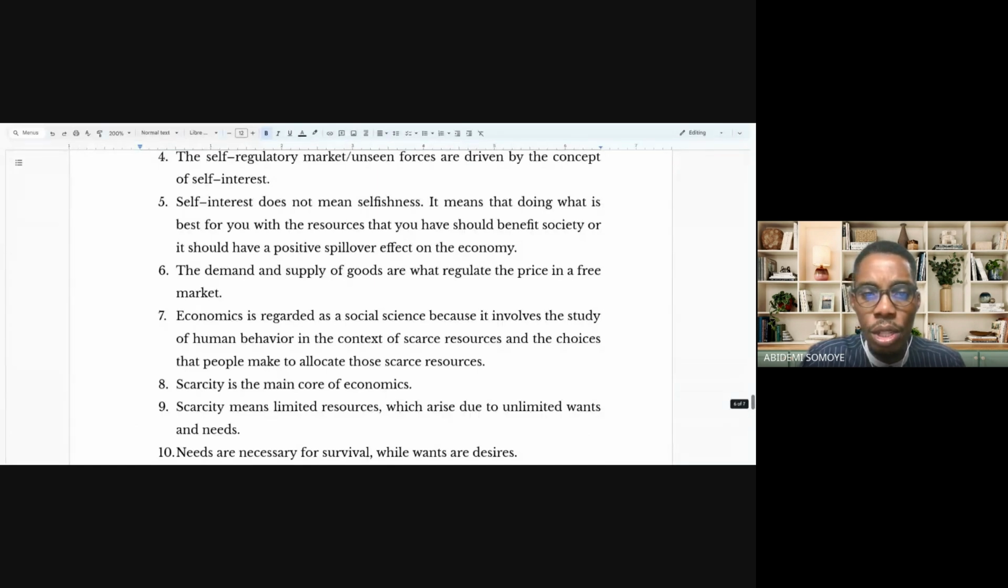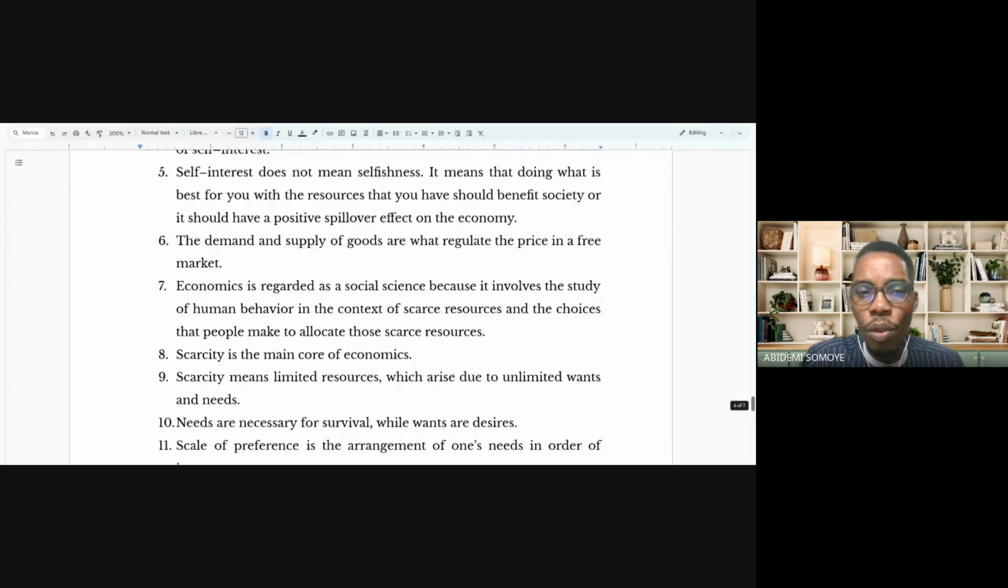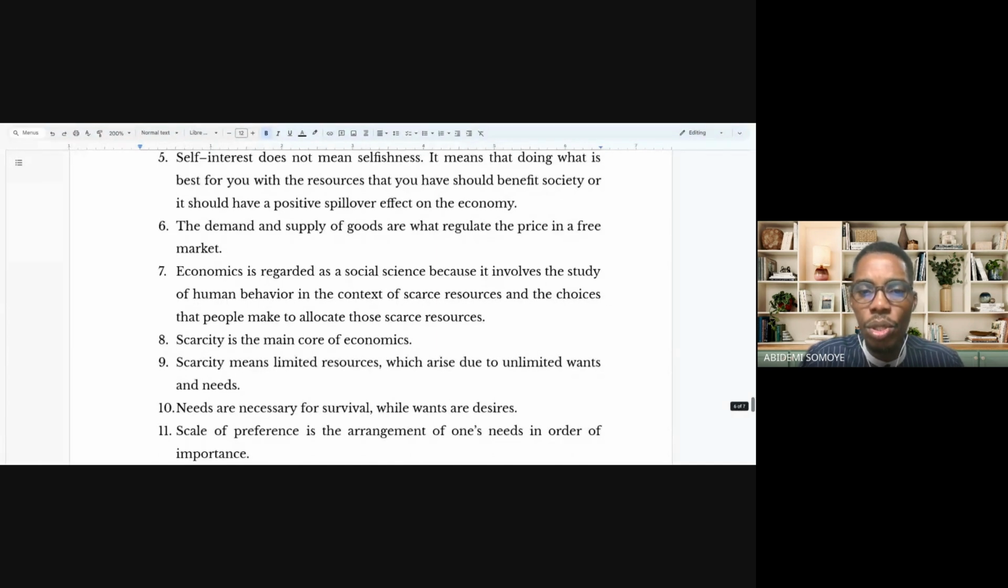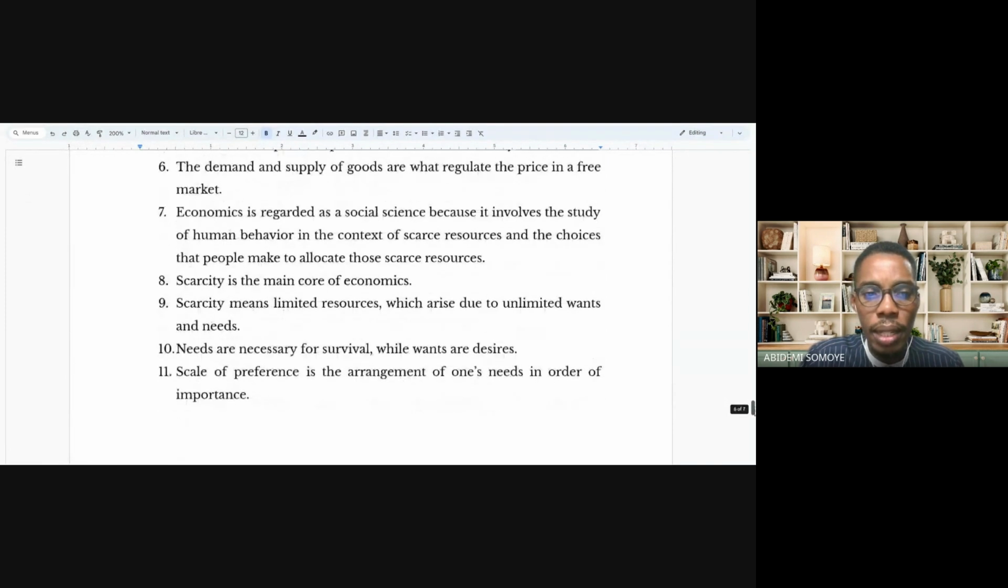Economics is regarded as a social science because it involves the study of human behavior in the context of scarce resources and the choices that people make to allocate those scarce resources. Scarcity is the main core of economics. Scarcity means limited resources which arise due to unlimited wants and needs. Needs are necessary for survival, while wants are desires, those things that you want, that you desire.